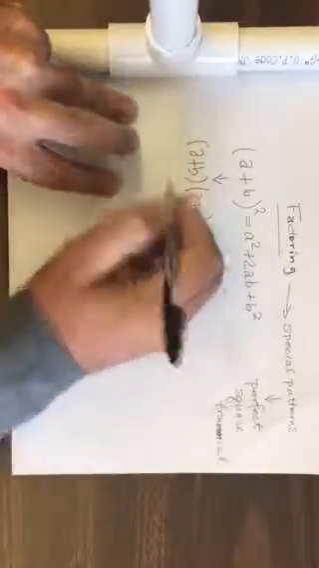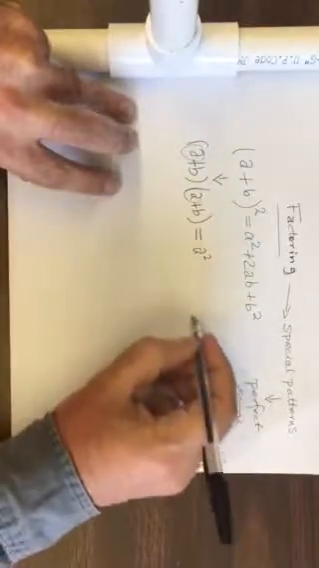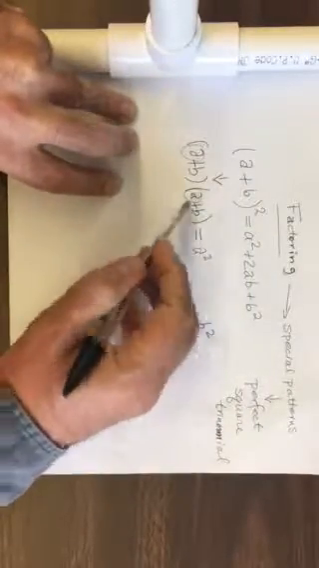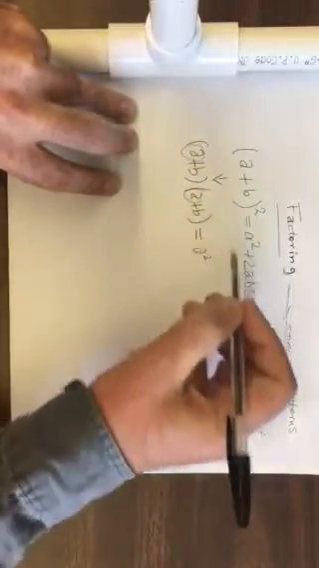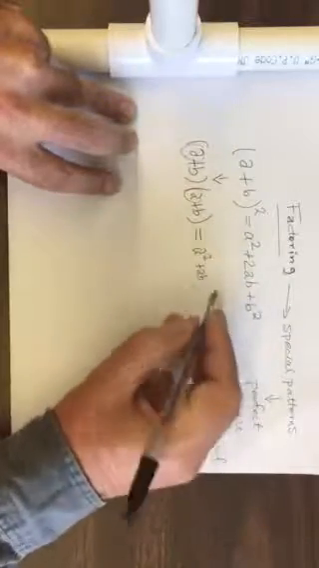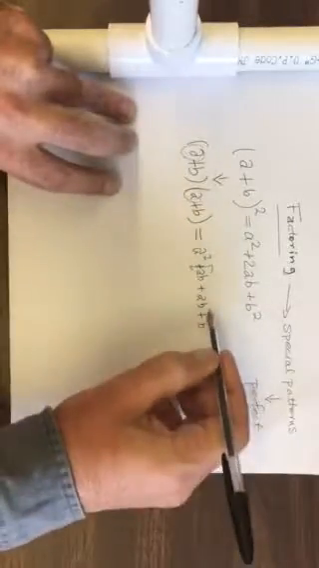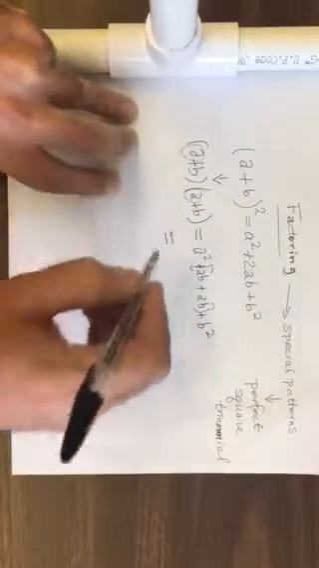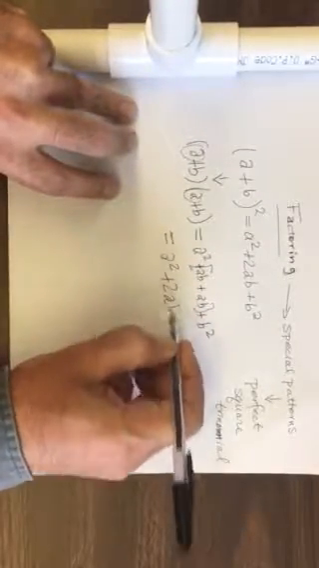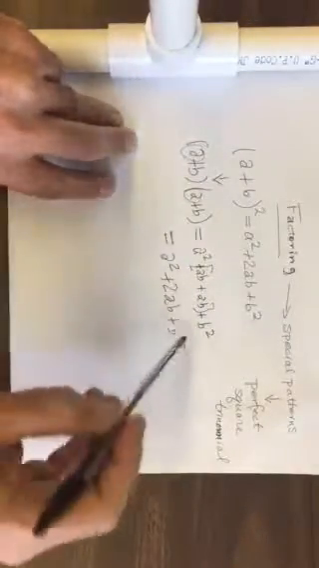So FOIL first. That's a squared, and then last, which is going to be b squared, and then outer, a times b, and then inner, that's going to also be a times b. And then you put these together, and you always end up with a squared plus 2ab plus b squared.